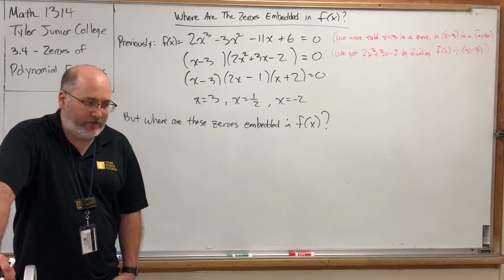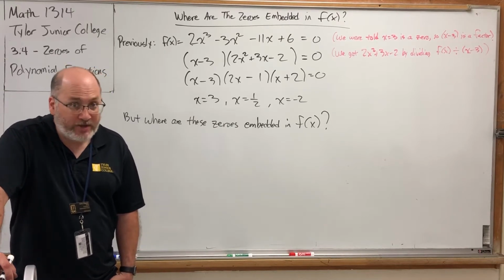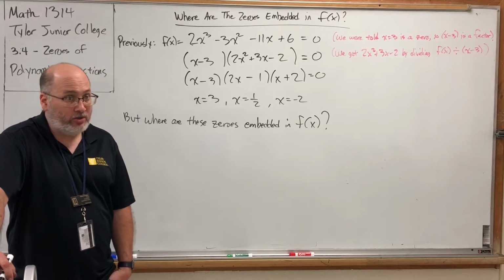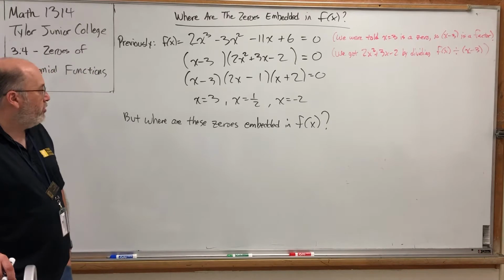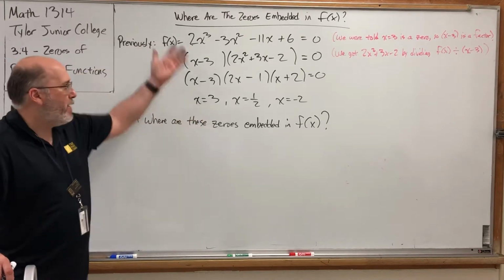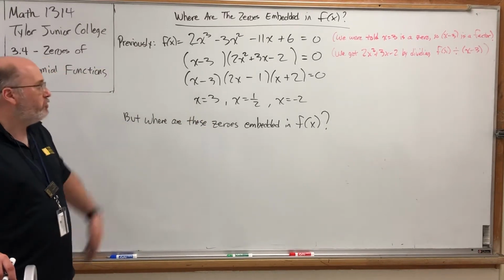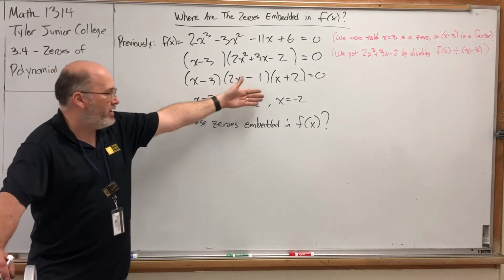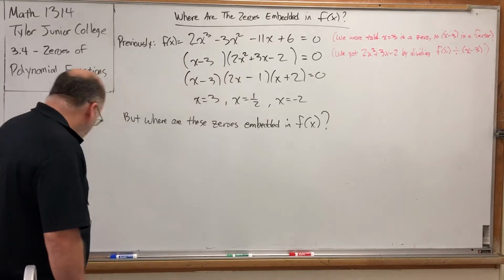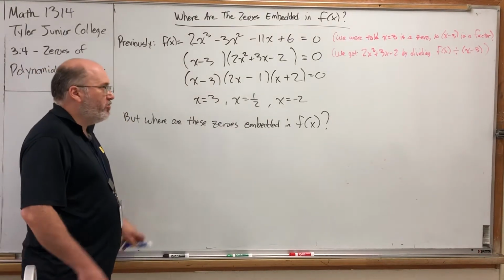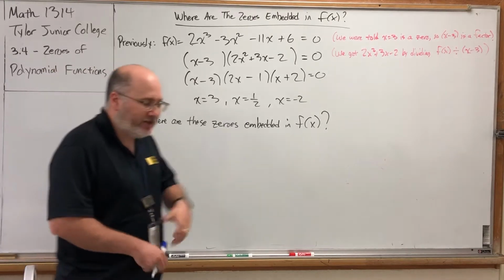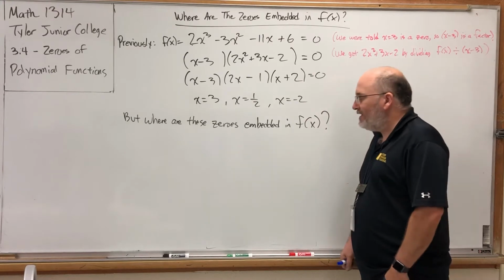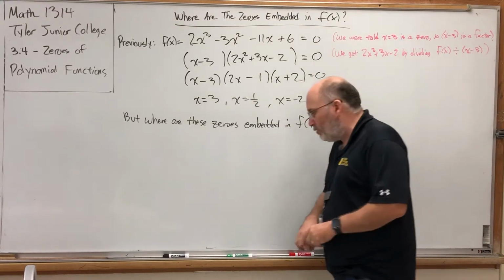Well, the truth of the matter is, even when you're given no hints, there are still hints. You just have to know where to look. So the question we're going to attempt to answer is, where are these zeros embedded in the original function? In other words, where in the original function were hints that we could have gotten 3, we could have gotten 1 half, we could have gotten negative 2? To answer that question, we're going to reverse engineer the problem. We're going to start at the end and work our way back up to the beginning. But as we're moving upwards, we're going to keep track of where all the zeros go.